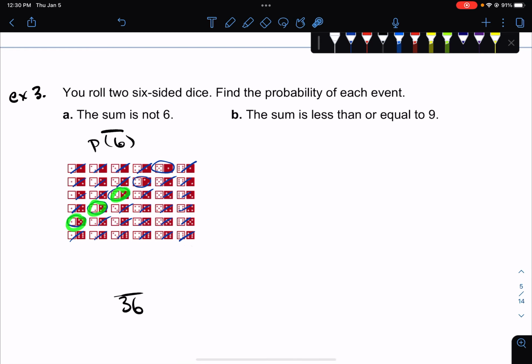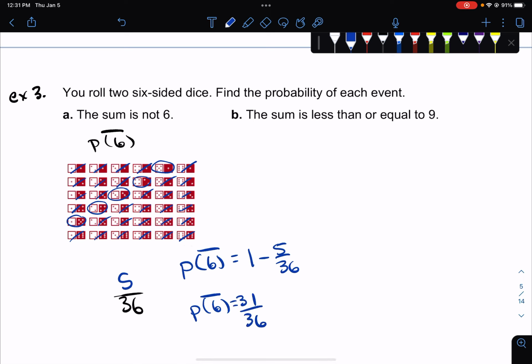1, 2, 3, 4, 5 of them that add up to 6. So 5 out of the 36 add up to 6. So the probability of not getting a 6, I could either do 1 minus 5 over 36, or I could just count the ones that don't add up to 6 instead of the ones that do add up to 6, which is just going to be all the rest of them, which is 31 out of the 36.